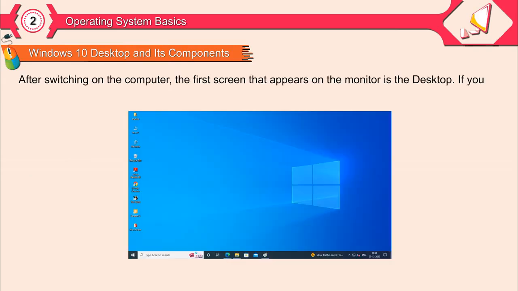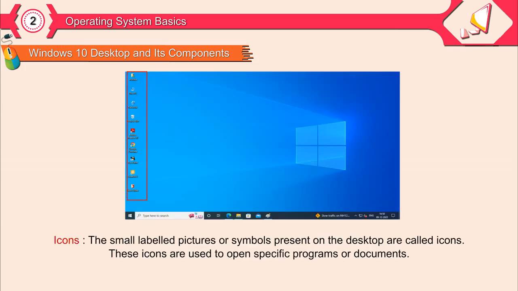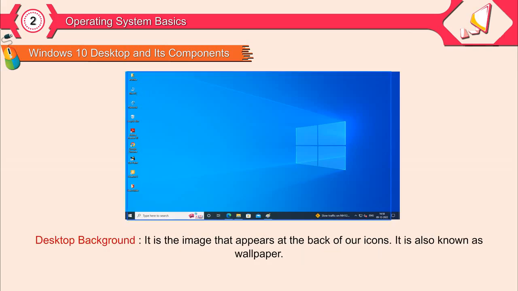Windows 10 Desktop and its components. After switching on the computer, the first screen that appears on the monitor is the desktop. If you have set a login user profile, then the desktop appears after authorization. Icons. The small labeled pictures or symbols present on the desktop are called icons. These icons are used to open specific programs or documents. Desktop background. It is the image that appears at the back of our icons. It is also known as wallpaper.